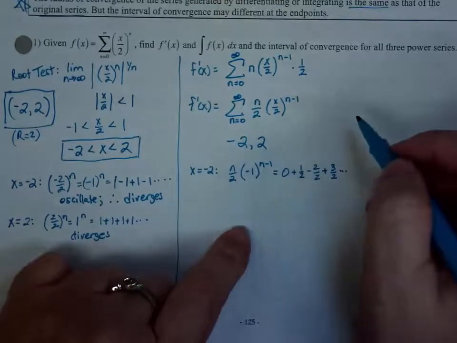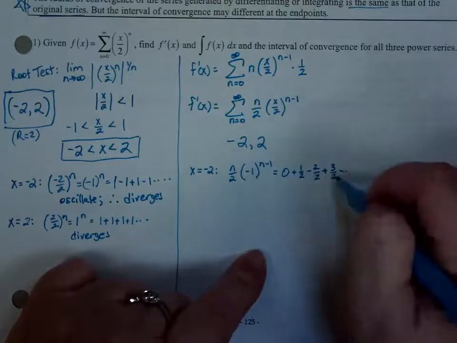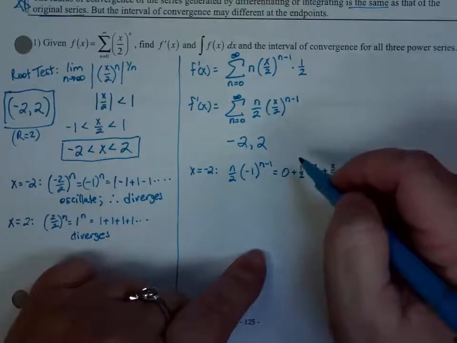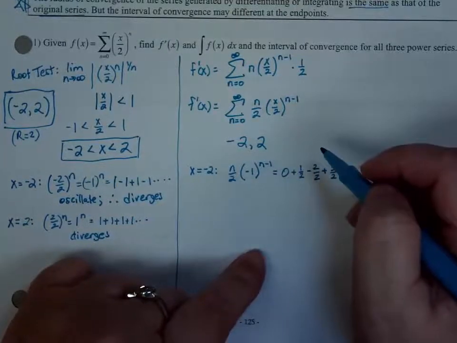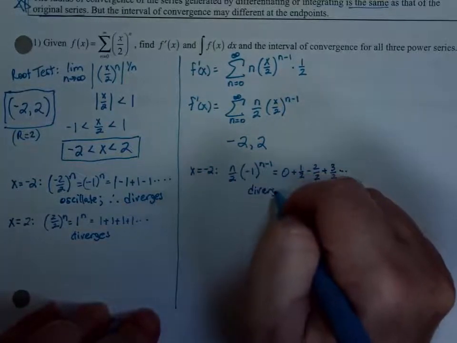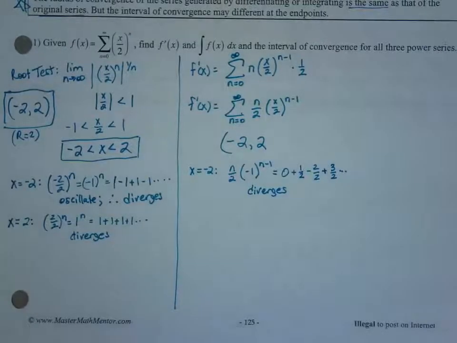Are those numbers getting bigger or smaller? Bigger. So this is an alternating series, but if I took the limit as n approaches infinity, is it going to 0? No, it's going to infinity, so it is a diverging situation. So I'm going to put a parentheses on the negative 2.